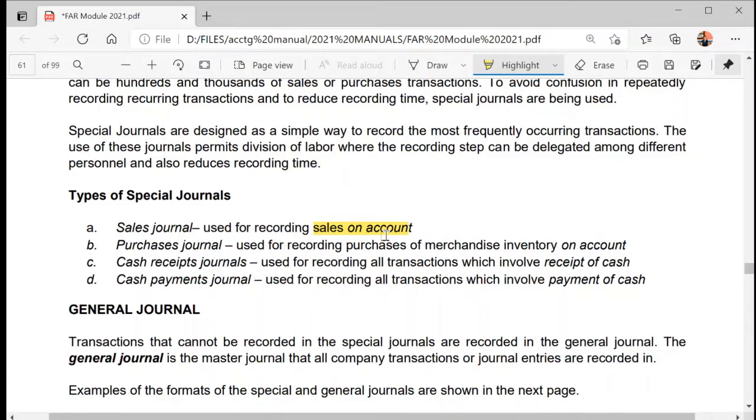The purchases journal will be used to record the purchases of merchandise and inventory on account. Whenever we buy merchandise on account, we record that in the purchases journal. How about, ma'am, if we purchase merchandise for cash? Since we credit cash and we pay in cash, then that will belong to the cash payment journal.